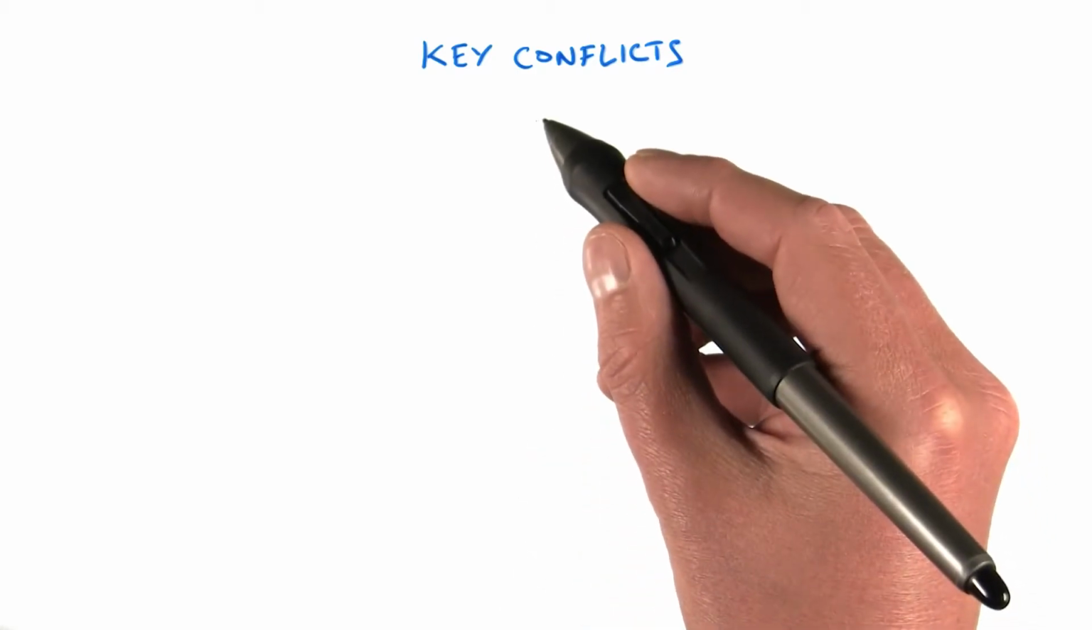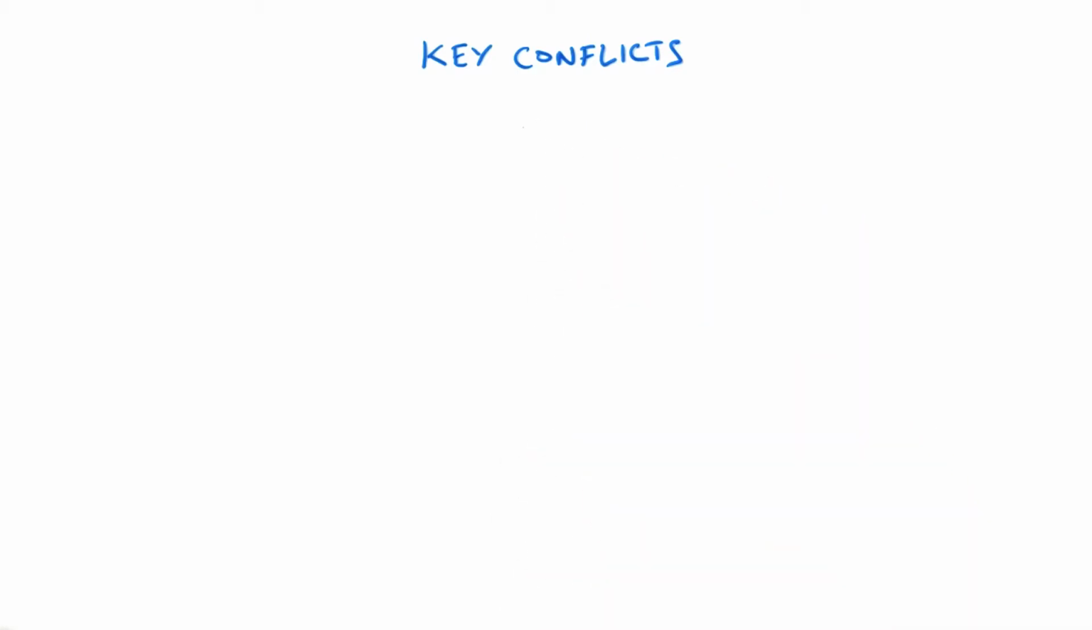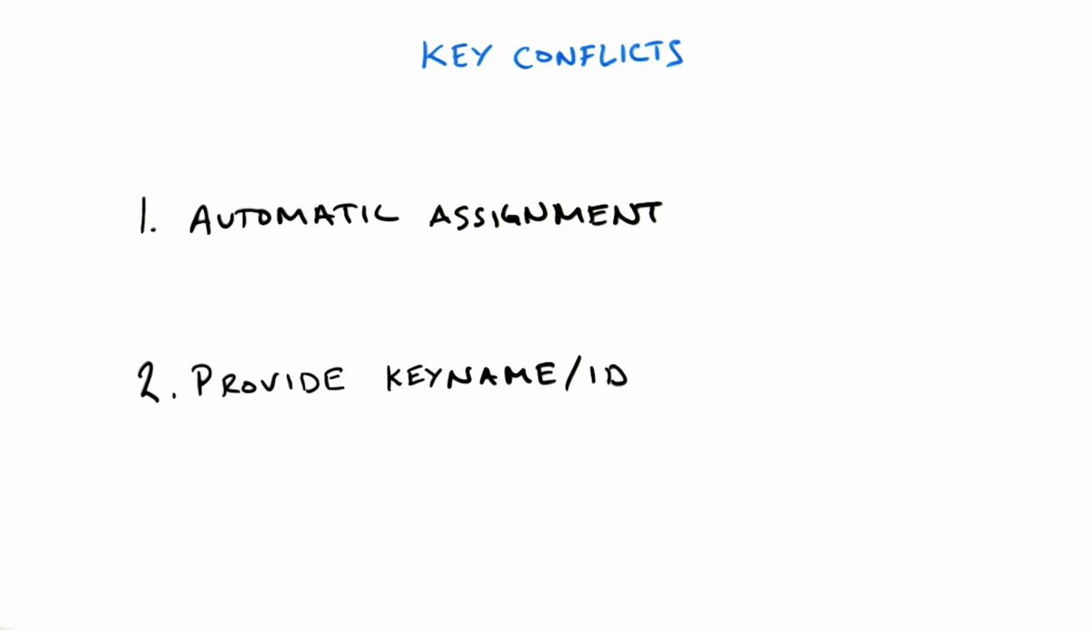Let's turn to key conflicts. Remember we talked about two different ways to assign a key? The first, where Datastore automatically assigns a key value for you. And the second, where you can provide a key name ID that generates the key.